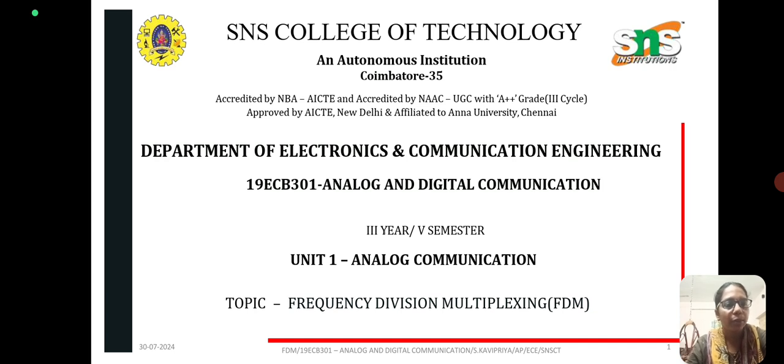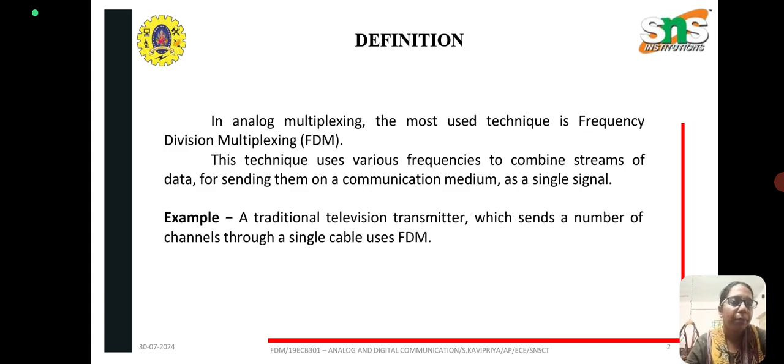I am going to talk about the topic Frequency Division Multiplexing, FDM. In analog multiplexing, the most used technique is frequency division multiplexing. This technique uses various frequencies to combine streams of data for sending them on a communication medium as a single channel. An example is a traditional television transmitter, which sends a number of channels through a single cable using frequency division multiplexing.